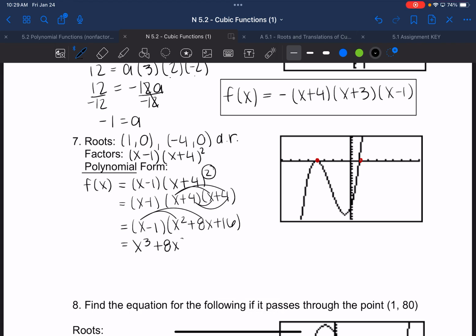8x squared. And x times 16. Right. Okay? Now I'm going to multiply everything by -1. -1 times x squared. -1 times 8x. Good. And -1 times 16. Right. All right, and then do you guys see some like terms we could combine here? Yeah. So our equation is going to end up being what?